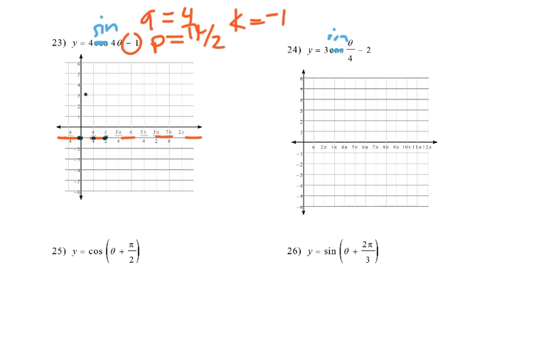So up 4, and down 4. And there's our sine function. Okay? So let's do it for 24, same thing.